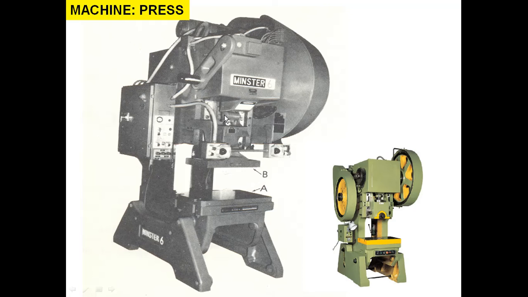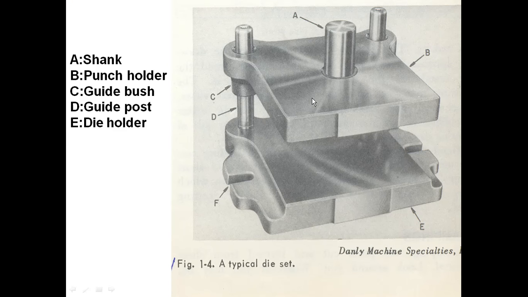Next, the next part is the die set. You can observe the various elements of the die set. A is the shank. B is called the punch holder or upper shoe. C is guide bushings. D is guide post, E is die holder, and F is the slot that is required to fasten this die holder along with the tooling to the bed of the press.